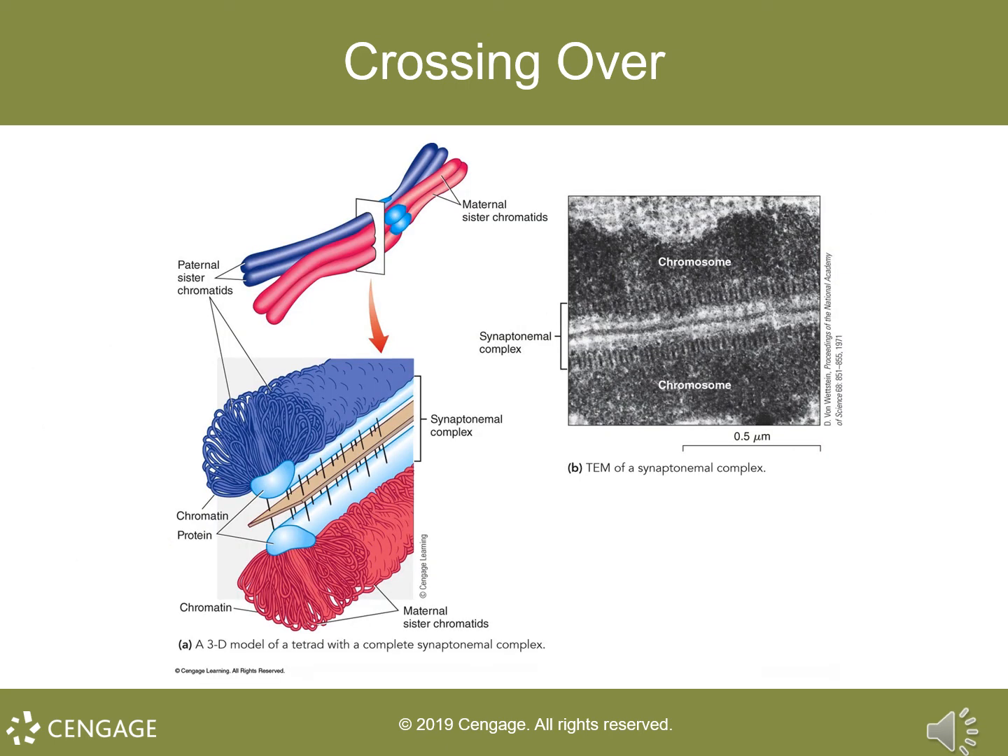So here you can get some more images of this synaptonemal complex. Synapsing homologous chromosomes in meiotic prophase I are held together by a synaptonemal complex composed mainly of proteins. These synapsing homologous chromosomes wind up having these proteins hold them together, and it allows for this crossing over event to occur.